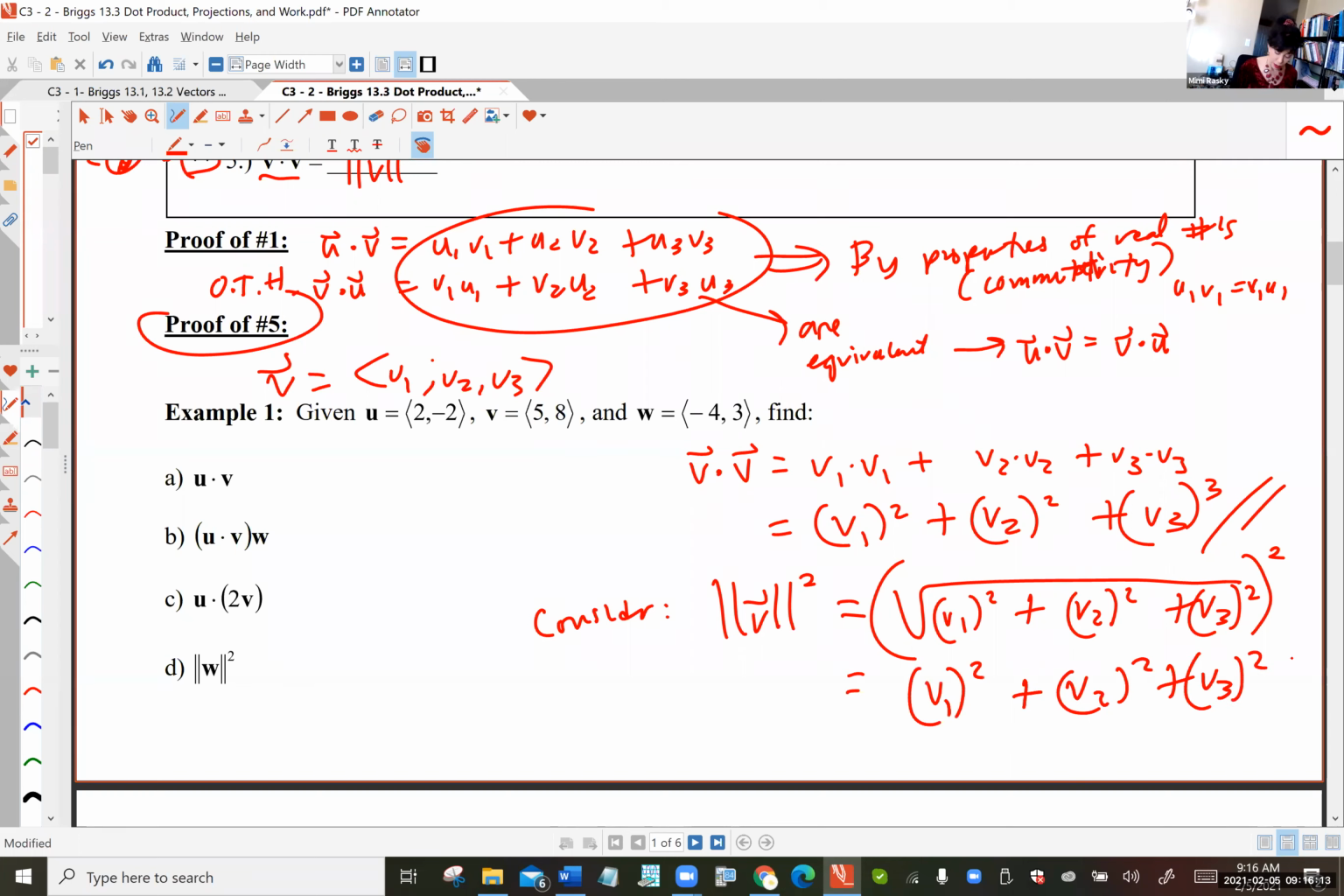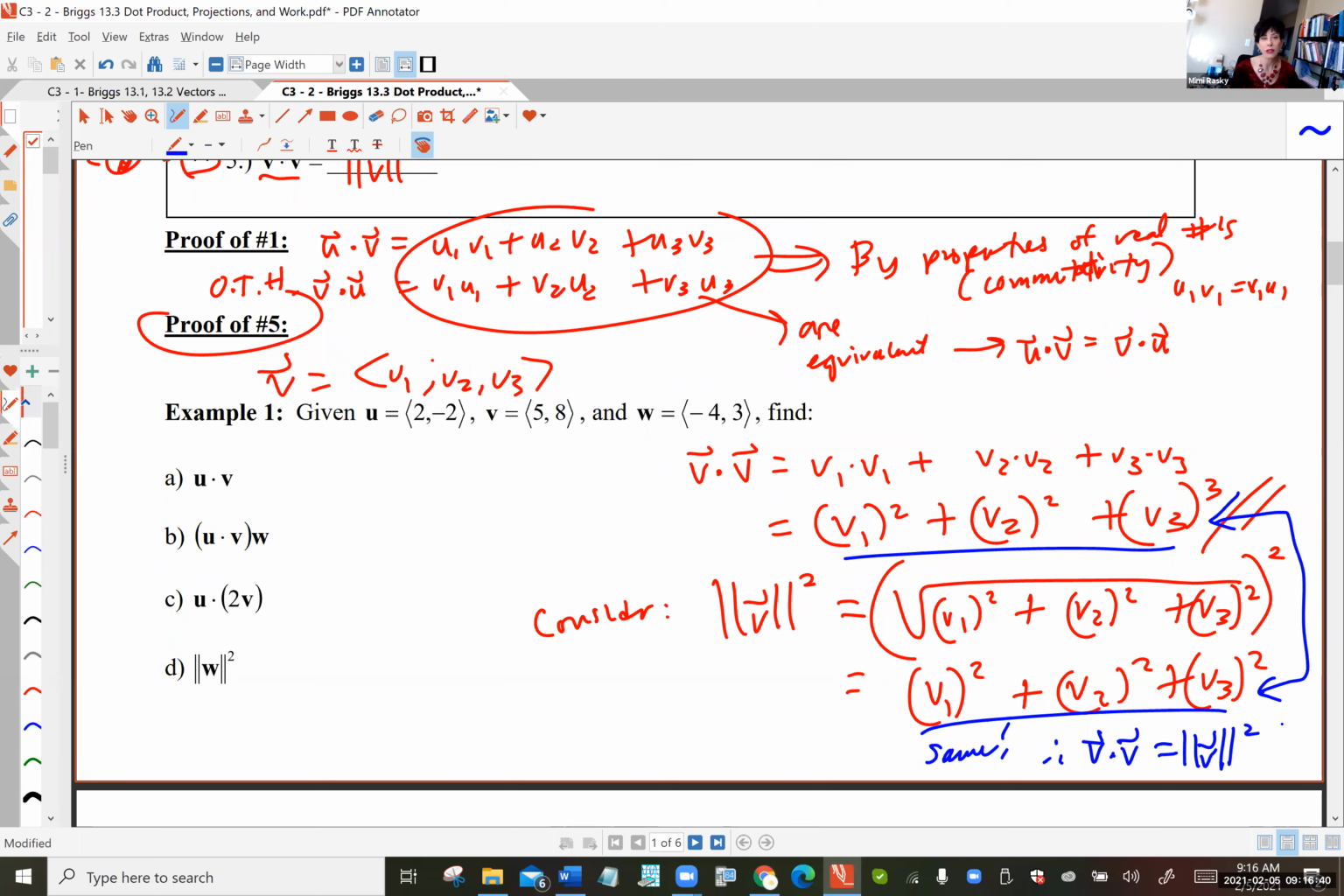Now, what do you notice about these two expressions I have? I want you to compare this one with this one. What do you notice? Are they the same? Yes, they're the same. Therefore, we can conclude that a dot product of a vector with itself will always be equivalent to its magnitude squared.